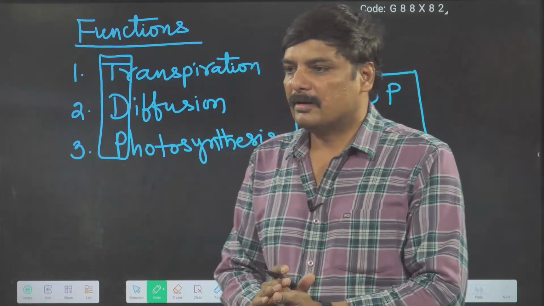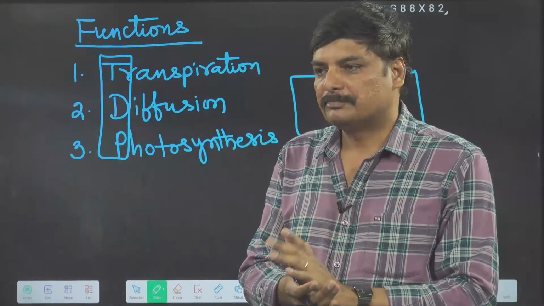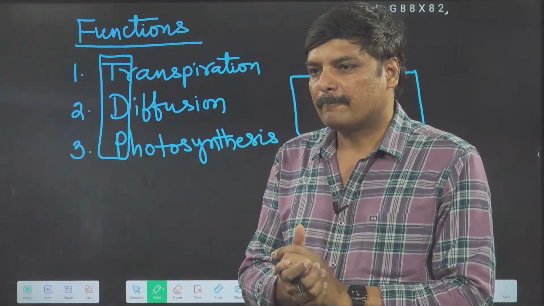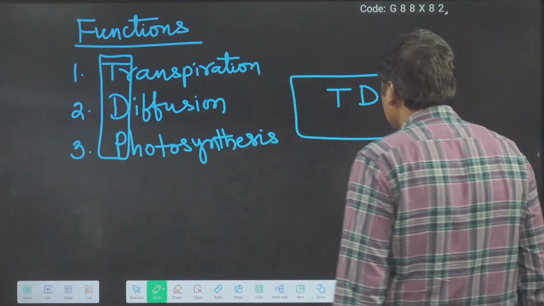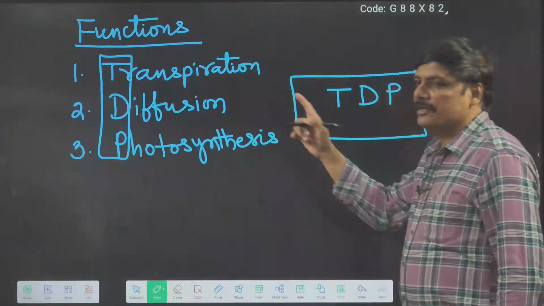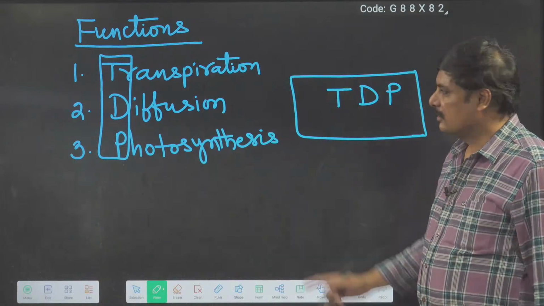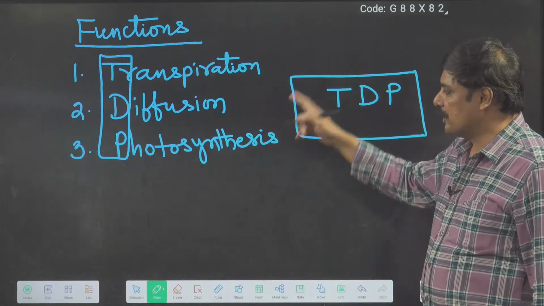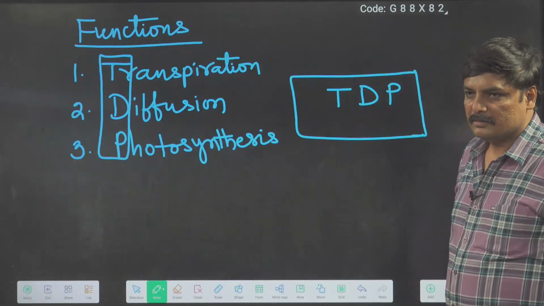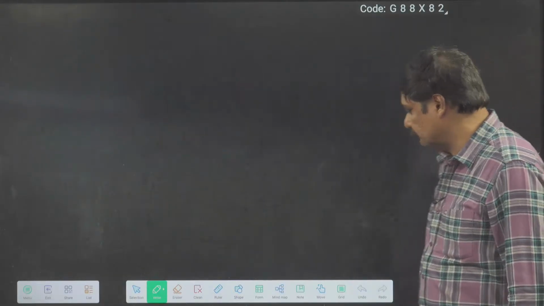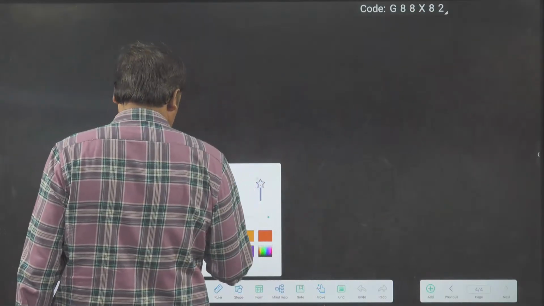Okay. Right? That is about the functions of the leaf. So a leaf performs mainly three functions: transpiration, diffusion and photosynthesis. Right? Next one is venation.